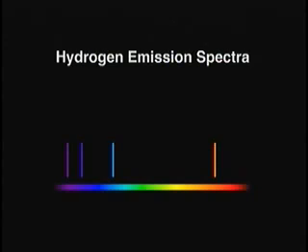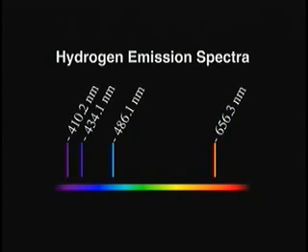Notice that only particular wavelengths of light are emitted, wavelengths that correspond to the required amount of energy to jump between levels. Furthermore, Bohr was able to calculate the exact wavelengths of the spectral lines of hydrogen in the visible region of the electromagnetic spectrum.